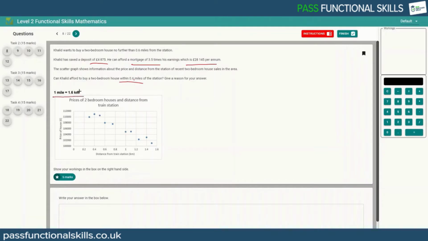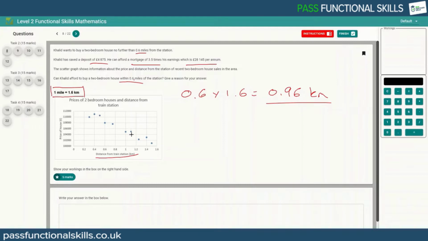We're also given a conversion factor between miles and kilometres, so that should be a hint that we're going to have to do a unit conversion at some point in this question. Given a quick scan of the scatter graph, we can see that the distances given as the x values are given with units of kilometres. So what we're going to want to do first of all is convert this 0.6 miles into kilometres, and we simply do that by multiplying it by 1.6. That comes out to be 0.96 kilometres.